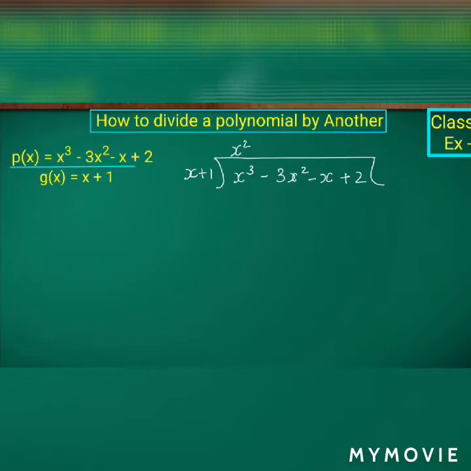Already I am having x cube. To get x cube, what is the thing I have to multiply to x? That is x square. So x square into x is x cube. So plus 1 into x, the remaining thing is plus 1. Plus 1 into x square is plus x square.